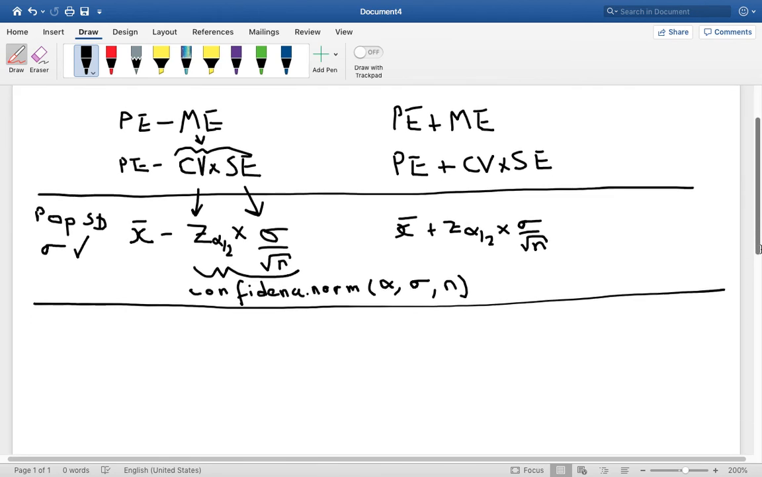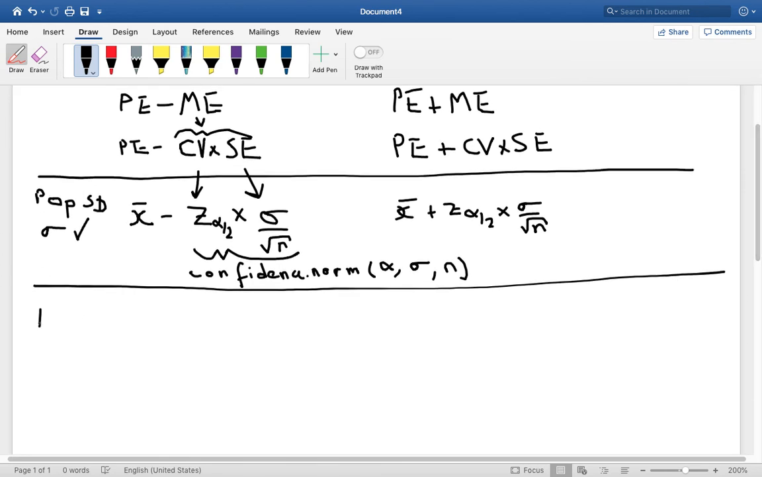Now, a second scenario is when the population standard deviation is not known. So when the population standard deviation, sigma, is not known, then we use something called a t distribution in place of a z distribution. I'll put down the result first and then I'll explain it to you. So it's going to be x bar minus t of alpha over 2. And there's this thing called degrees of freedom, and these degrees of freedom are n minus 1. We don't know what they are yet, but we'll figure it out, times s. Now it's not going to be sigma because we don't know sigma, so we're going to put s, the sample standard deviation, over the square root of n.